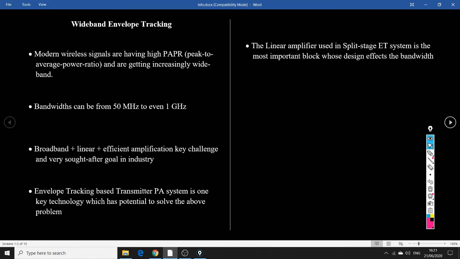designing new systems. So the linear amplifier used in the split stage ET system is the most important block whose design affects the bandwidth. As we are talking about the bandwidth, we will focus on one particular type of envelope tracking system, which is the split stage ET system. And in that system, there is a component known as a linear amplifier. So the design of that linear amplifier is ultimately responsible for the bandwidth.